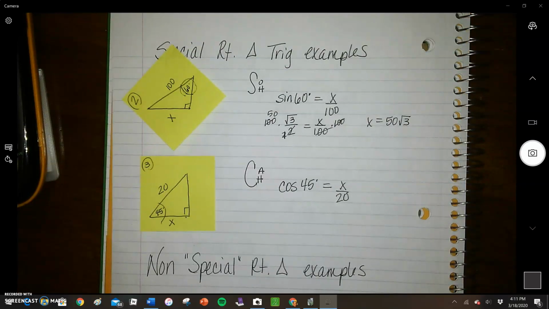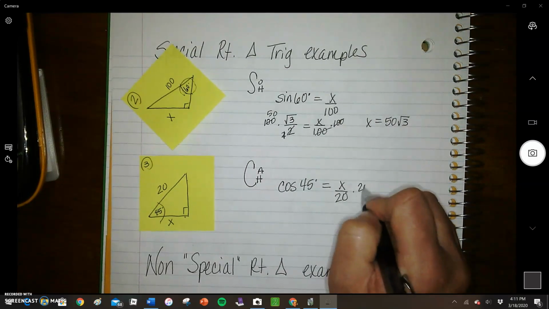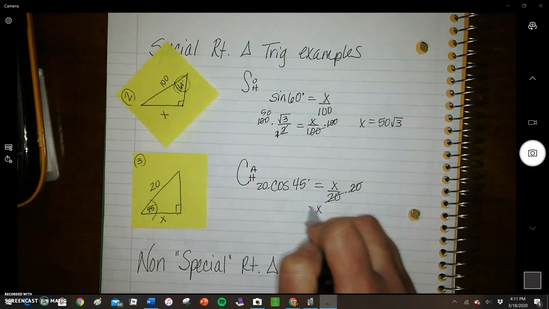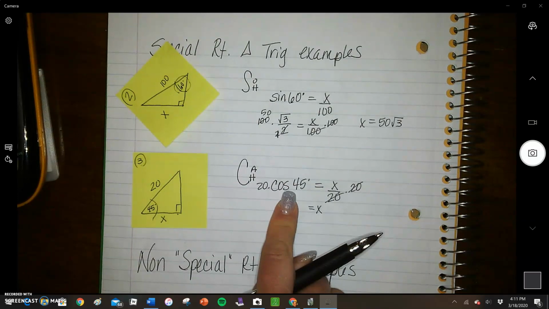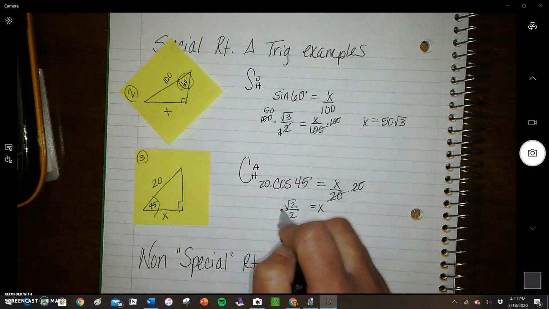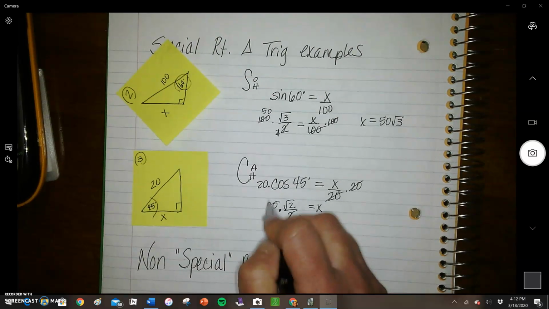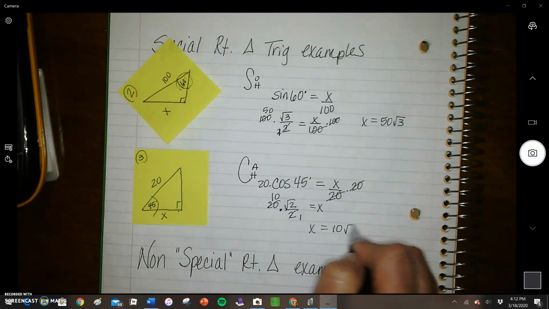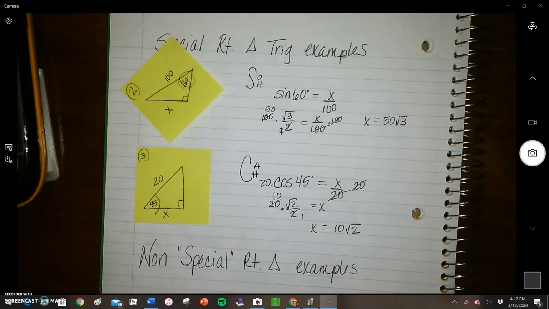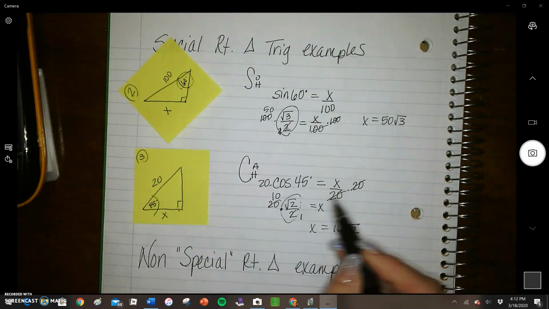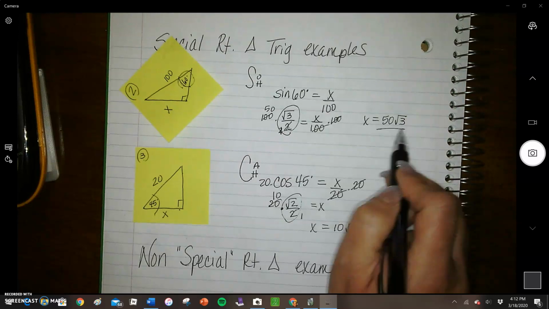You could right now, if you wanted to, go ahead and multiply both sides by 20 and then do your substituting. Okay, the cosine of 45 degrees from the chart previously is root 2 over 2. And of course, we're multiplying that by 20. Okay, and so we get that the side is 10 root 2. So again, be careful. Make sure that you're using these proportions, these ratios, and that you're leaving your answers in exact form.